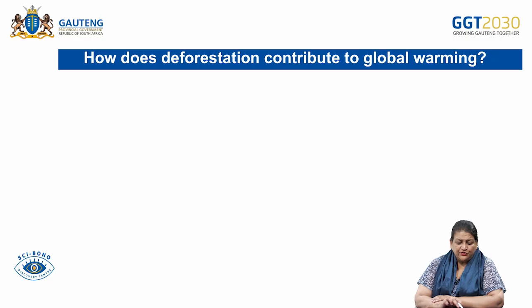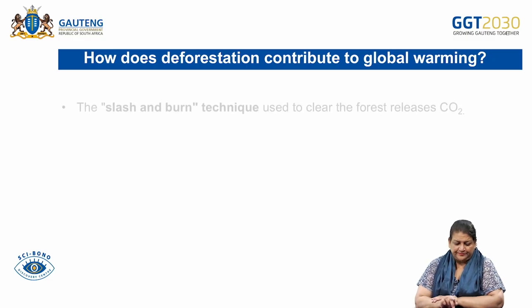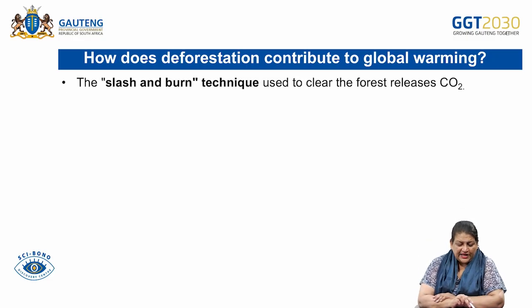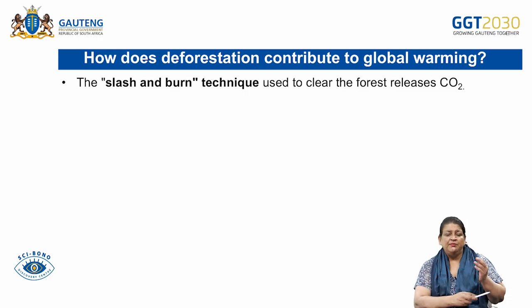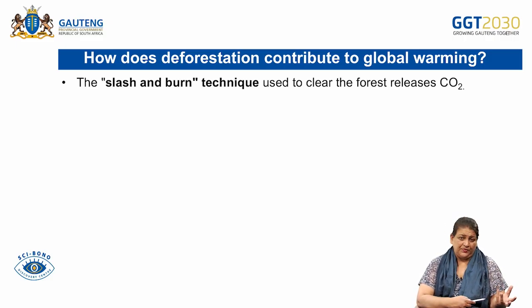So how does deforestation contribute to global warming? We call it the slash and burn technique that's used to clear the forest. And the slash and burn technique used to clear forests releases CO2. So remember, the minute you are cutting down the trees, already there's going to be an increase in CO2. And when you cut down the trees and then you burn them, there's going to be even more CO2 accumulating because now you remove the trees that absorb the CO2, and now you're also burning the tree, which means you are creating even more CO2.